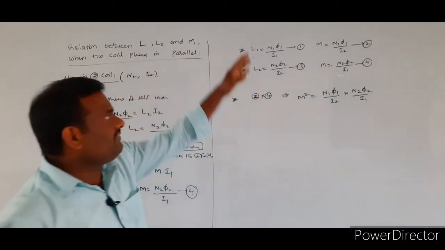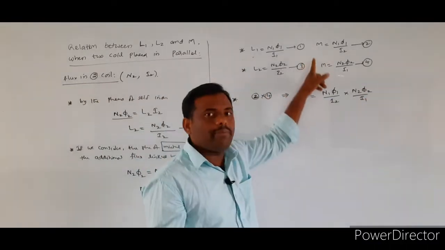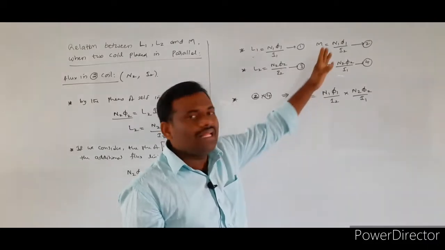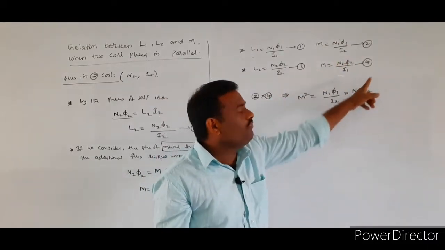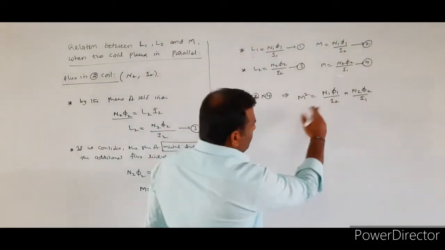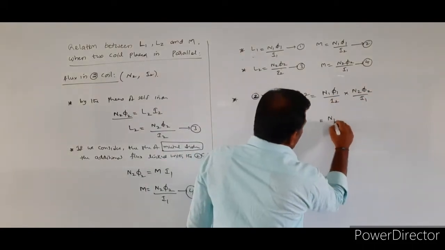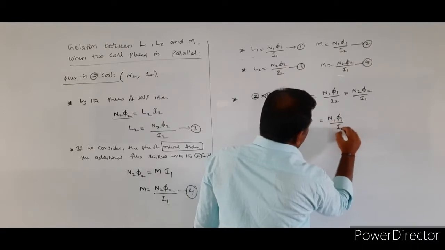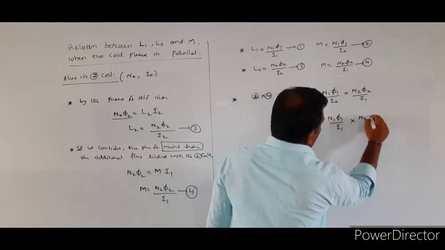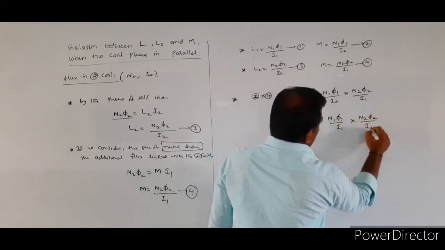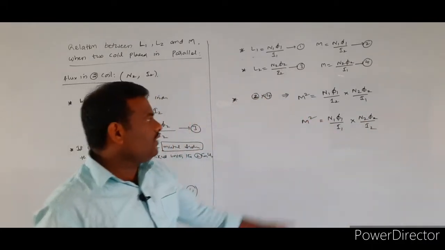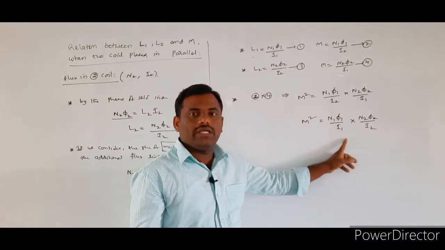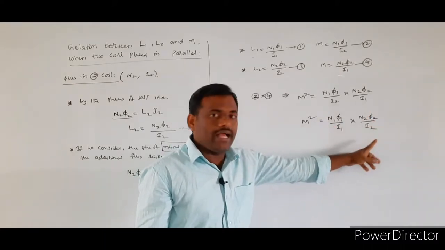So the left side terms give M into M is equal to M square. Right side terms are N1φ1 by I2 into N2φ2 by I1. So it will be rearranged as N1φ1 by I1 into N2φ2 by I2. So M square is equal to N1φ1 by I1 into N2φ2 by I2.